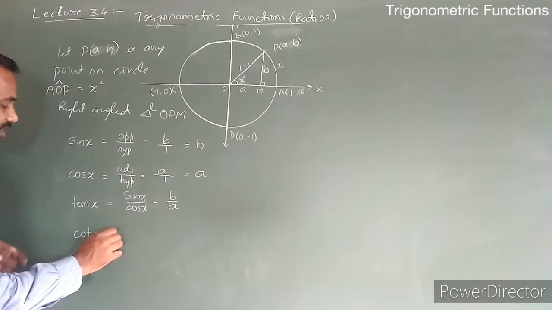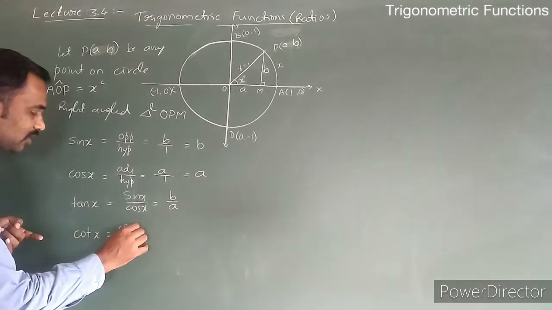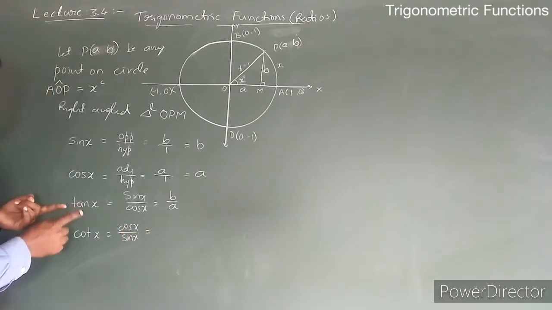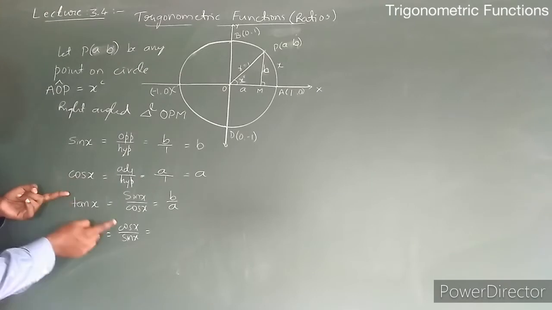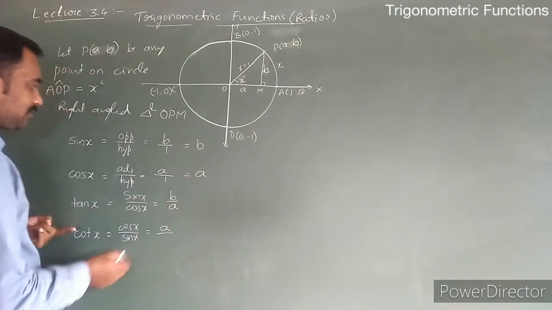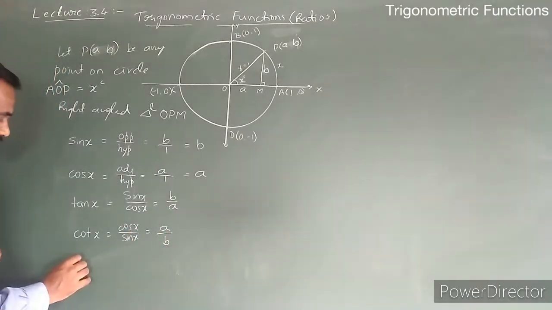Similarly, cot of x. What is the cot of x? Cot of x is nothing but cos x divided by sin x. Cos x value you know, that is A, divided by the sin x value, which is B. This is the cot of x.